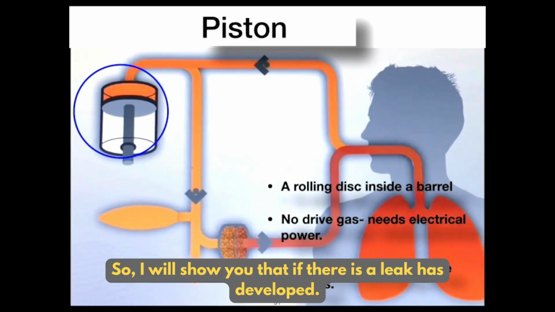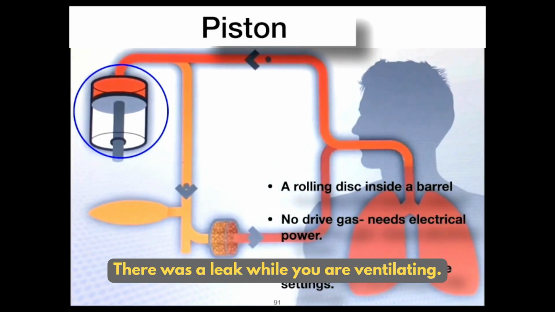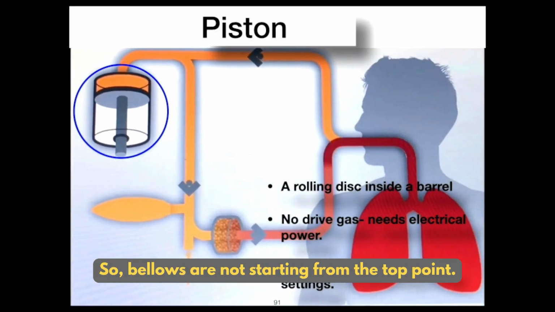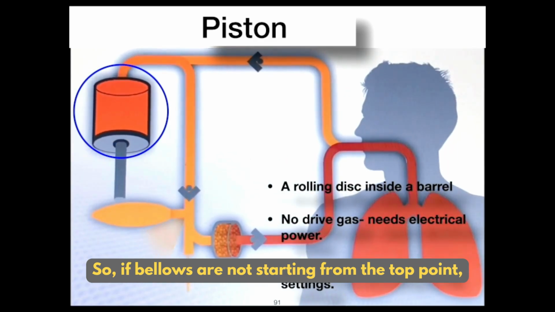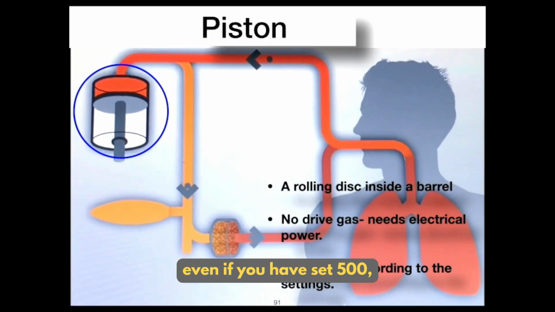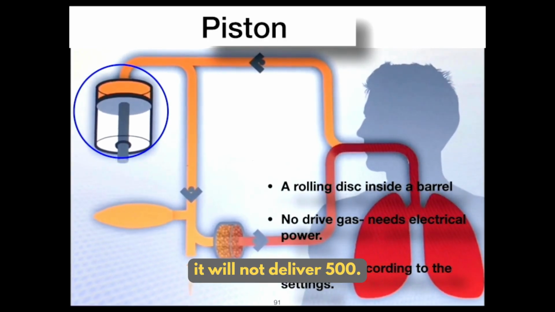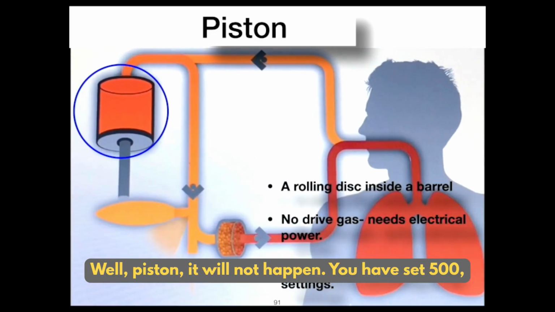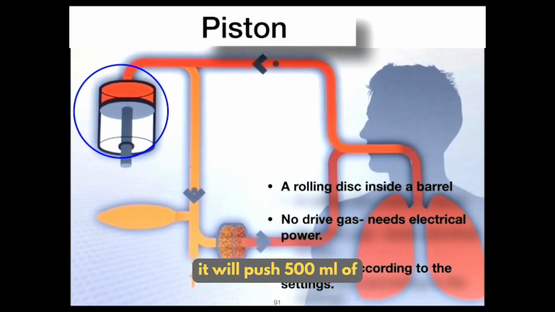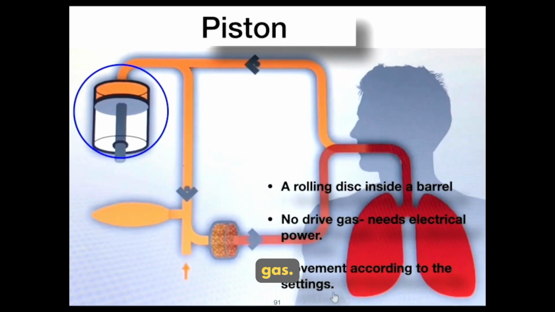I'll show you that if a leak has developed while you are ventilating, the bellows are not starting from the top point. If bellows are not starting from the top point, even if you set 500, it will not deliver 500. It might deliver different volumes. With a piston, it will not happen. You have set 500, it will push 500 ml of gas.